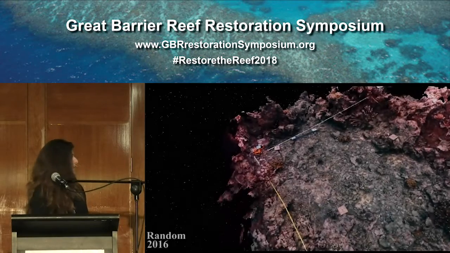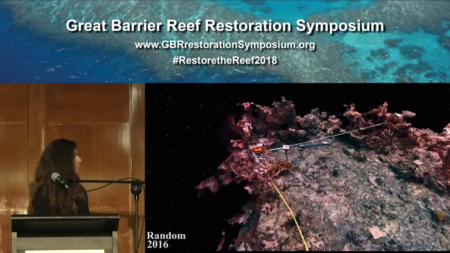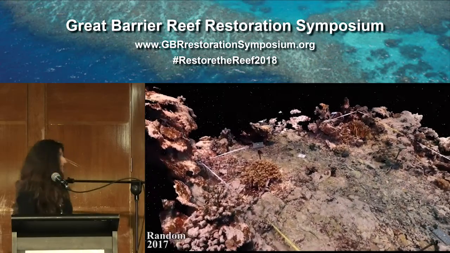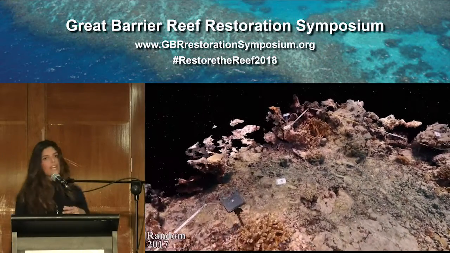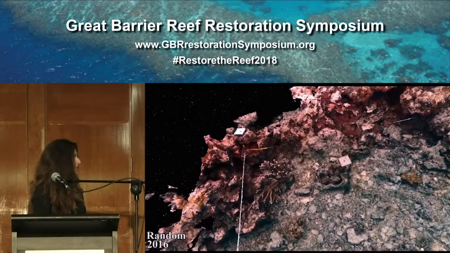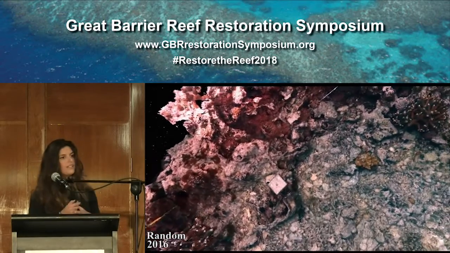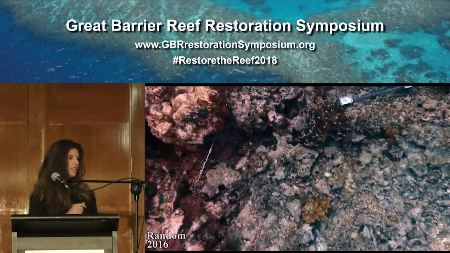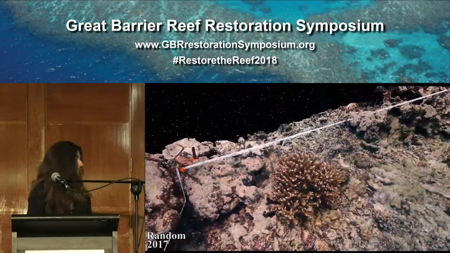Here we have a random plot. Keep in mind, we have this PVC here, which is a half meter. You can use that for scale. Additionally, we did have corals that were not one of the three species come into these plots, which you can see right here. So there is a good amount of new corals coming into these plots.